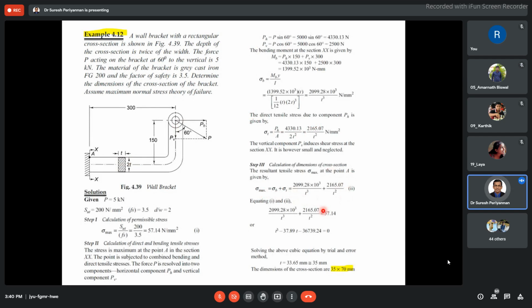Then finally our rule is to restrict with our permissible stress. This component must be equal to the permissible stress for a safe design. Hence, finally we get this third order polynomial equation: T cube minus 37.89 T minus 36,740 roughly. Then solve this equation, and you get 33.6 mm, so we can consider 35 mm. Once the thickness is found, the depth of the bracket is 2 into T, then 70 mm.